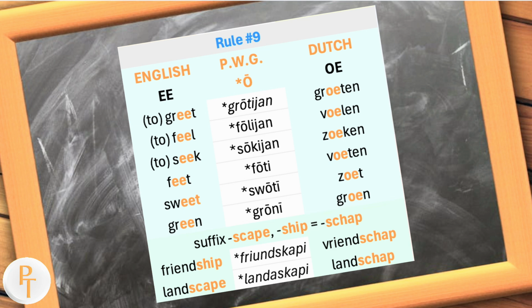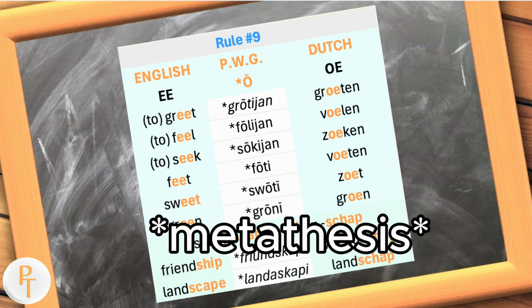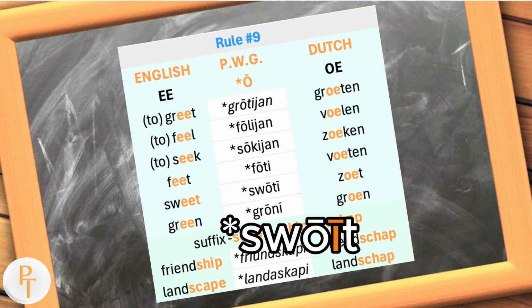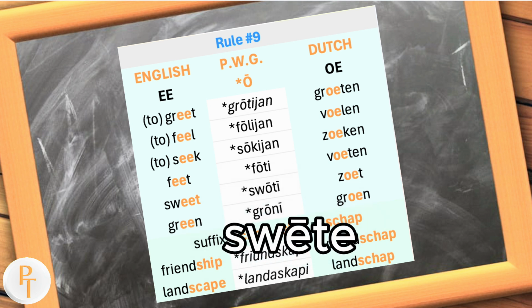How did it get from swoti to sweet? Well, there is a process called metathesis. That means when a letter, in this case a vowel, used to be in one syllable, people, through mispronunciation, move it to a different syllable. So swoti became something like swoit. From swoit, this turned into sweet.